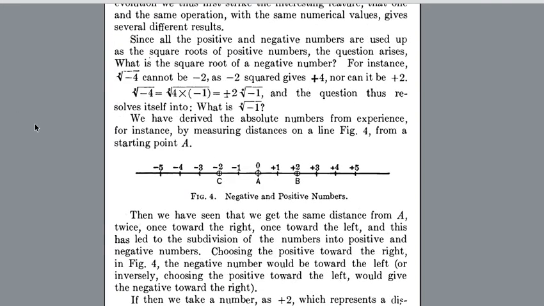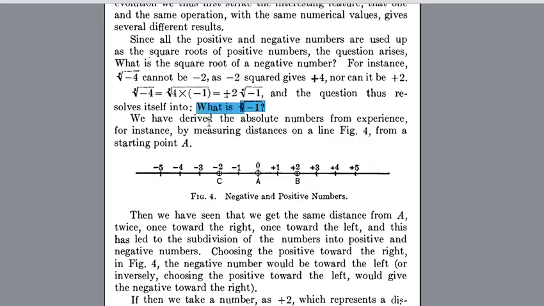Understanding roots of negative numbers. 1. Steinmetz begins by noting that the square root of -4, for example, cannot be -2 because -2 squared gives +4. Similarly, it cannot be +2 either. This leads to the idea that there must be another kind of number to explain this situation.